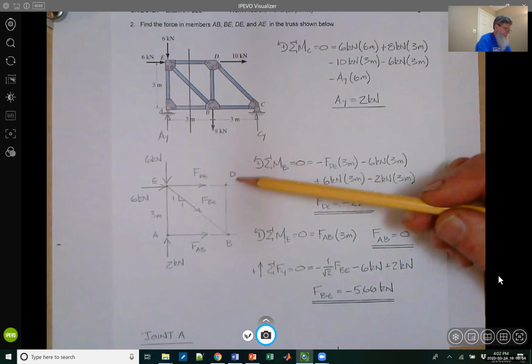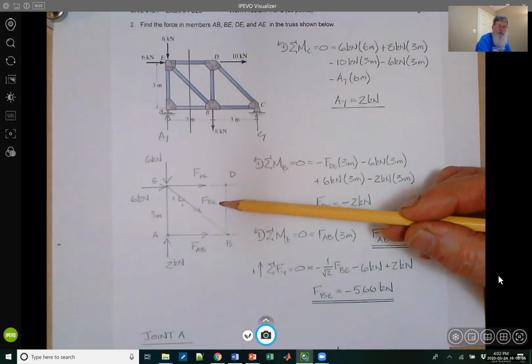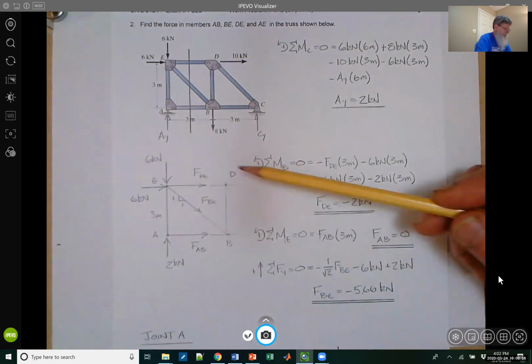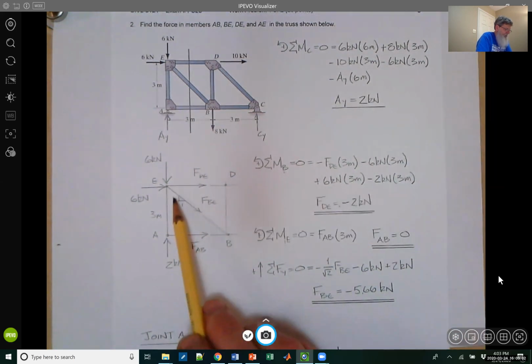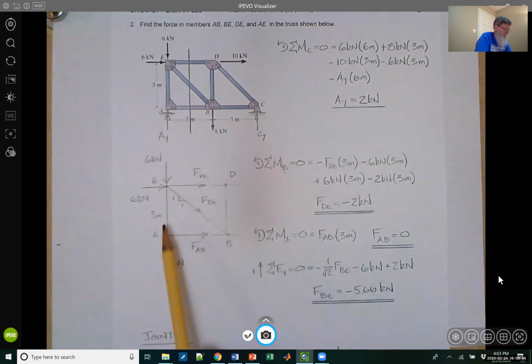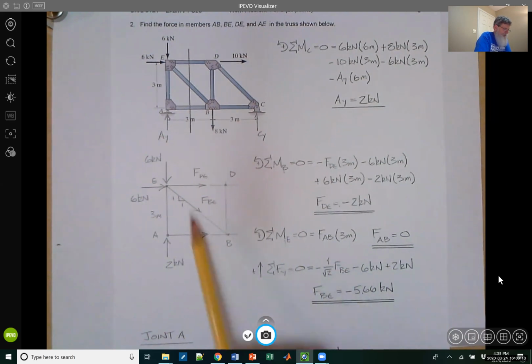And then I'm left to find what I need for BE, and I'm going to do that by summing forces in the vertical direction. I looked at my slope here. It's a change of 1 to 1. It was 3 to 3, so that's 1 to 1. So I'm looking at just the vertical component 1, that's 1 over the square root of 2. So there's my vertical component of BE. And I've got 6 down and 2 up. Easy to find BE: compression, 5.66.